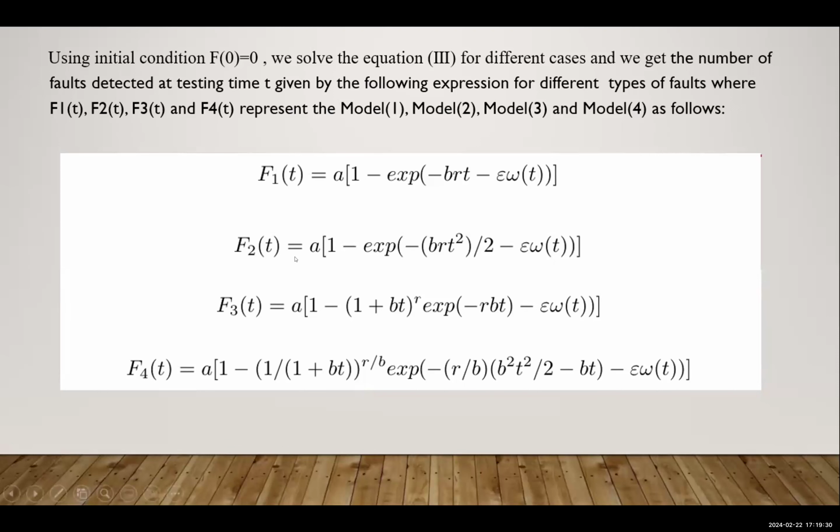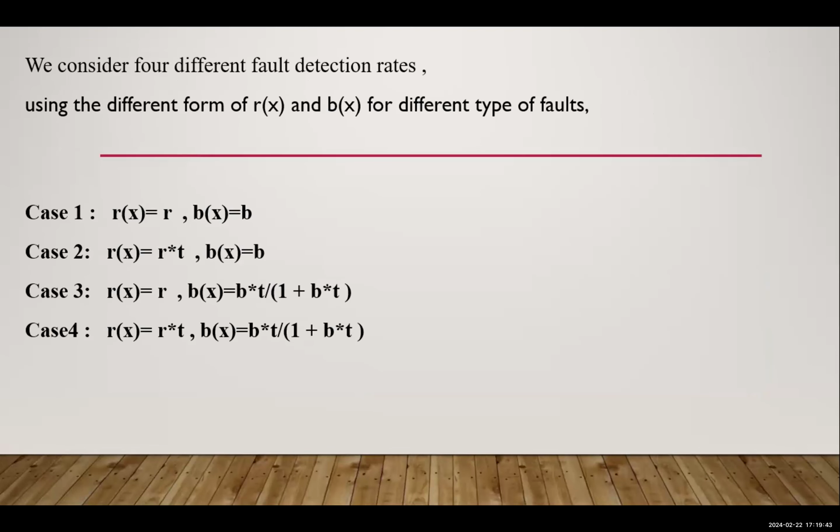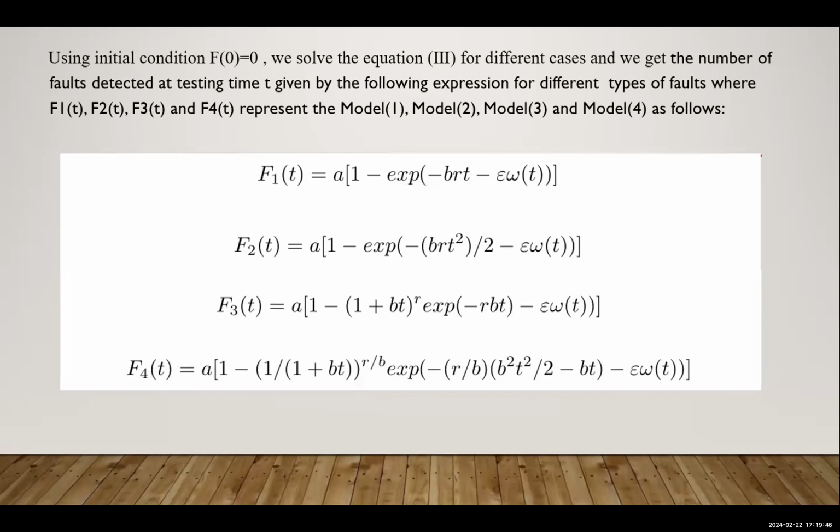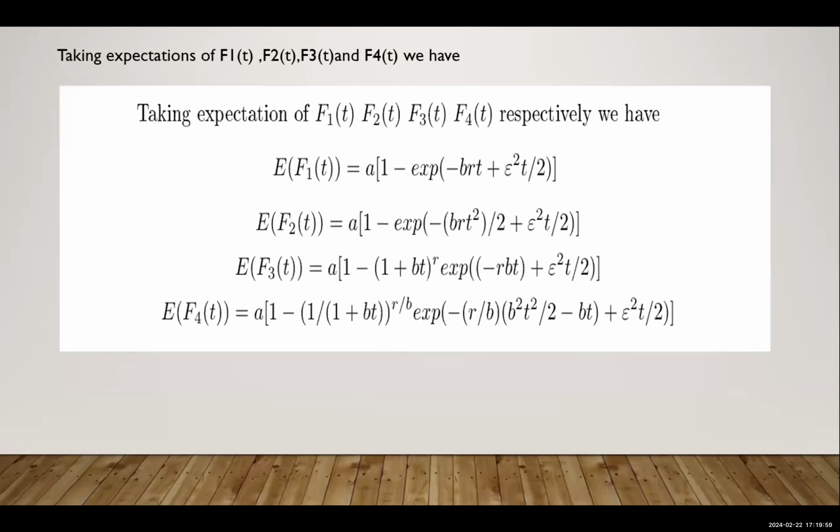So using the initial conditions, we solve equation number 3. We get the models. Model 1 for case 1, when R(t) and B(t) both are constant, model 2 for R(t) linear and B(t) constant, model 3 for R(t) constant and B(t) nonlinear, and the fourth for R(t) a linear function and B(t) a nonlinear function. And then taking expectations, we get the expectations for models 1, 2, 3, and 4.